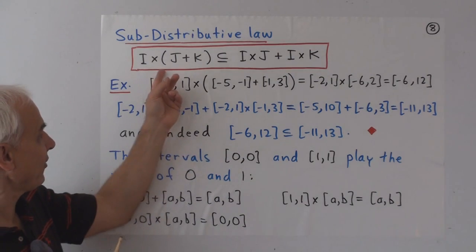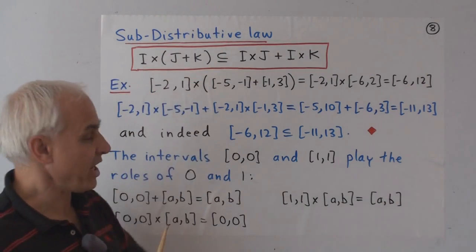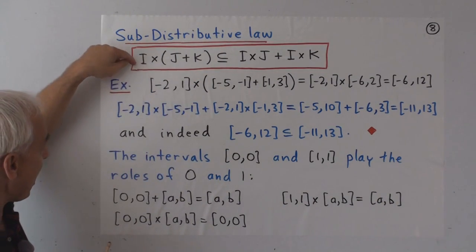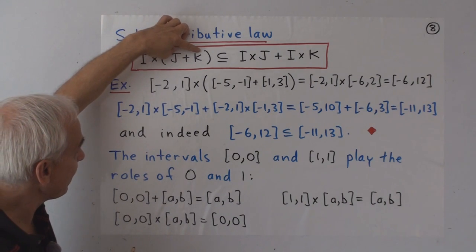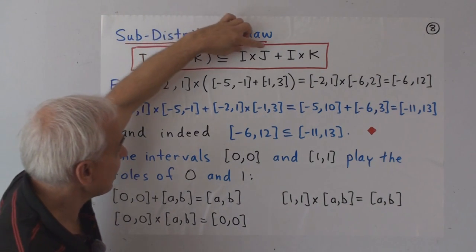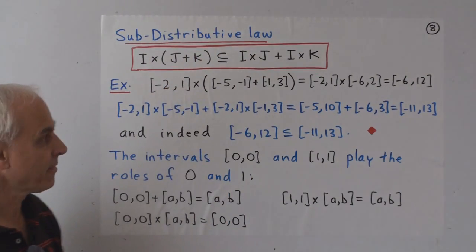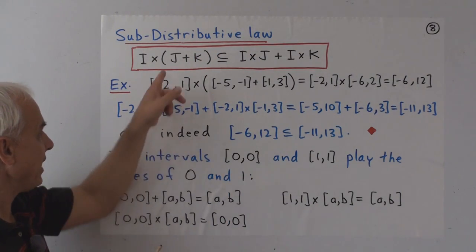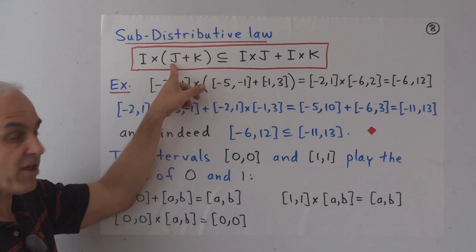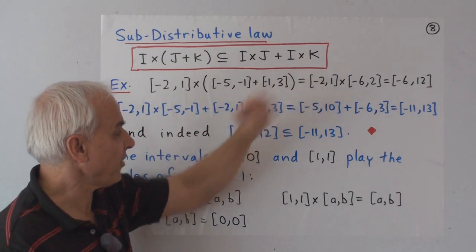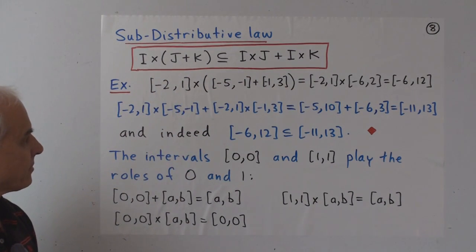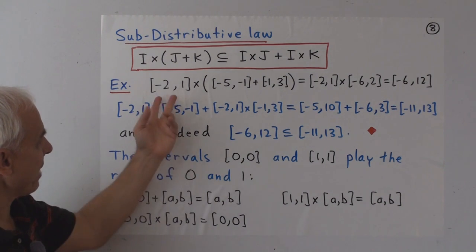And here's what it is: if you have three intervals I, J, and K, and you multiply I times (J plus K), that's contained in I times J plus I times K. And by that we mean that any number which belongs to this thing belongs to this thing. Let's illustrate it with an example.